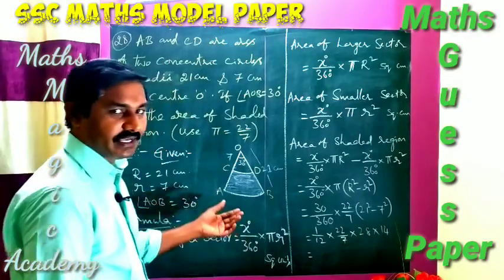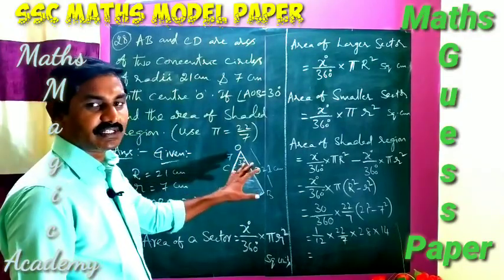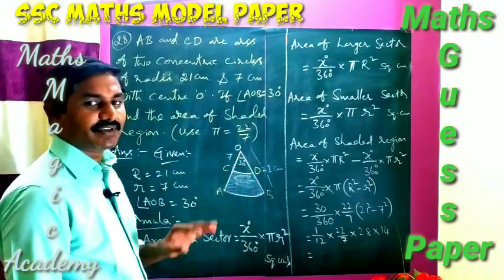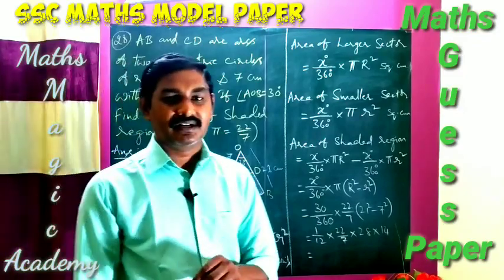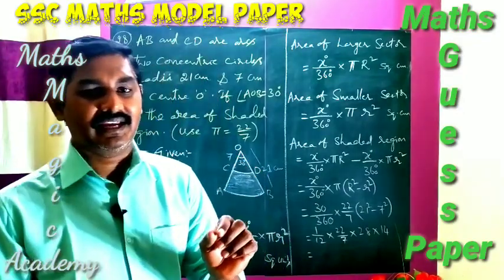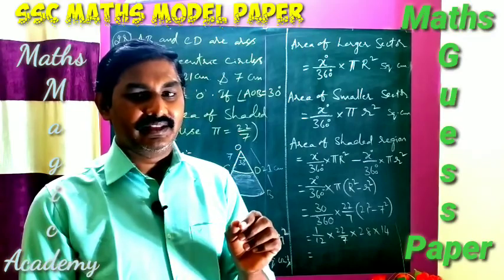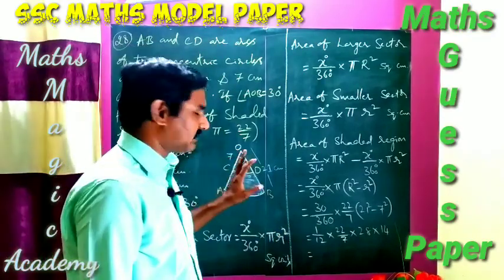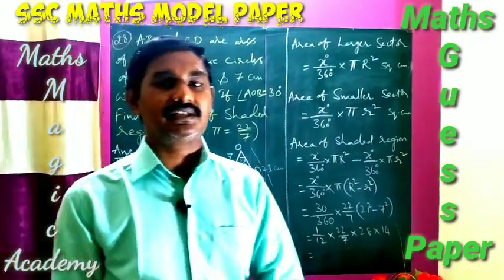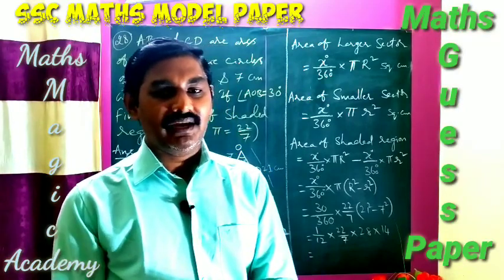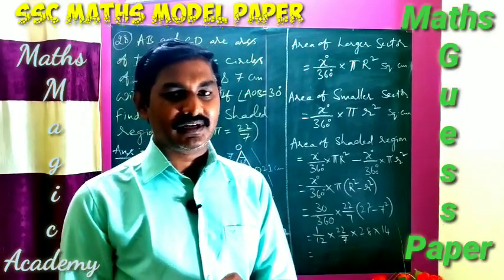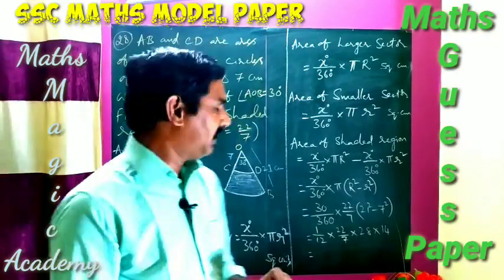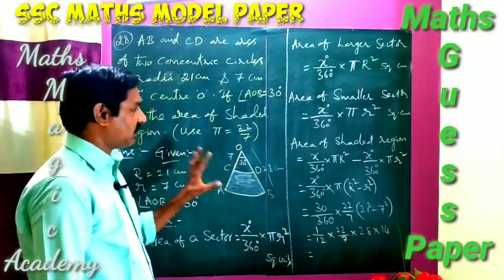But how to find the area of a sector? First of all, for the area of a sector, there is a formula. What is the area of a sector? The area of a sector is nothing but, for the given angle x degrees, that is, if you assume that 30 degrees is x degrees, then x by 360 into pi r square is nothing but the area of a sector. So based on that we can find.